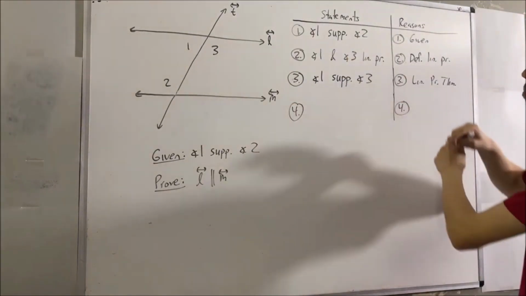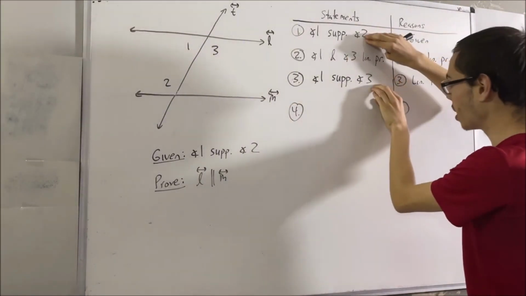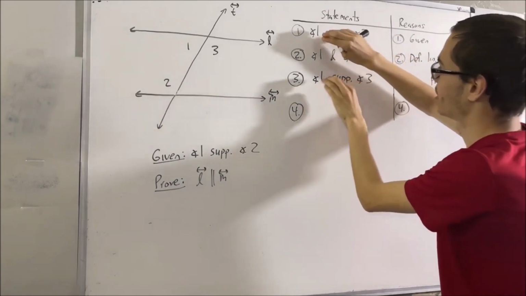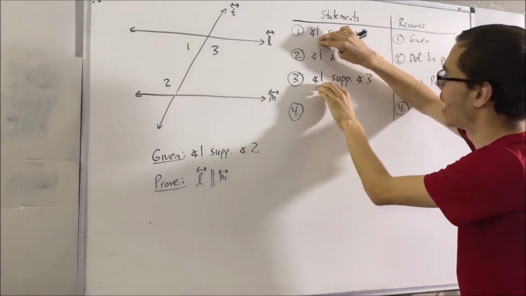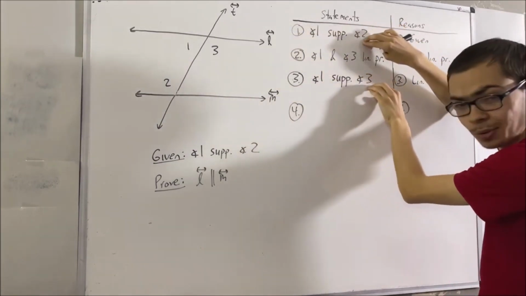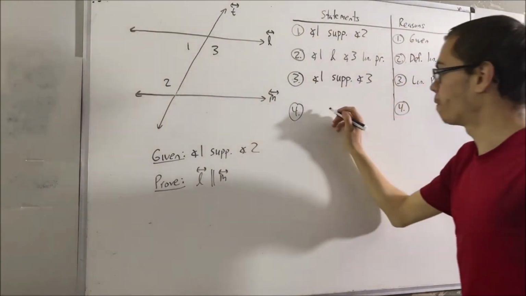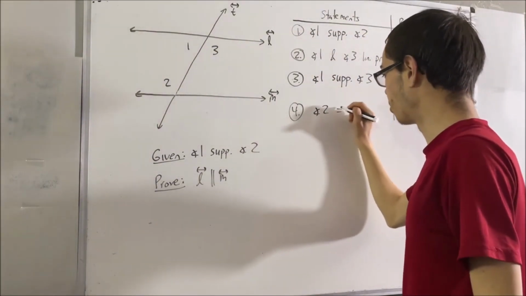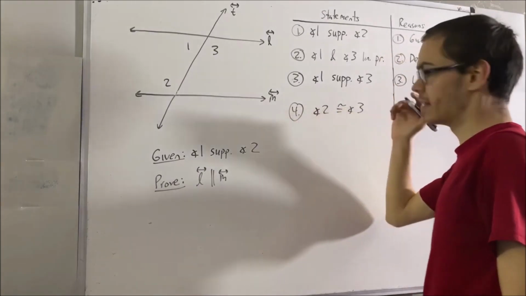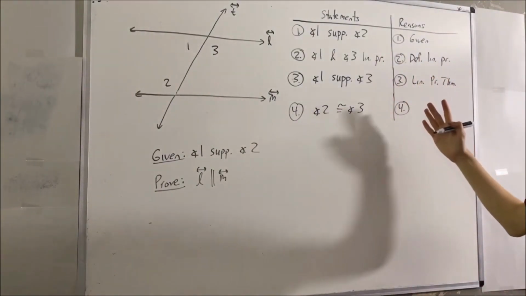Now notice that both angle 2 and angle 3 are supplementary to the same angle. As a result, these two angles are congruent. That's the congruent supplements theorem. So we know for a fact that angle 2 is congruent to angle 3, and this is by the congruent supplements theorem, if you recall.